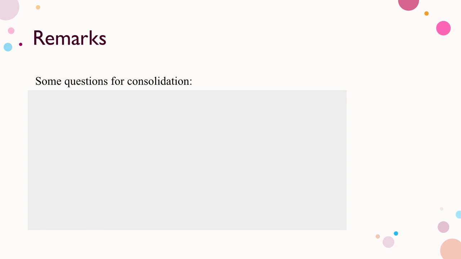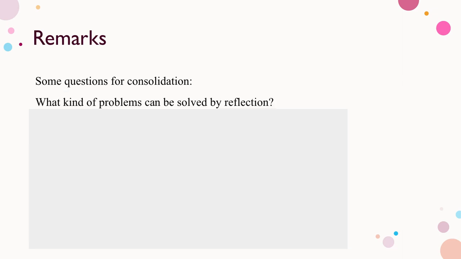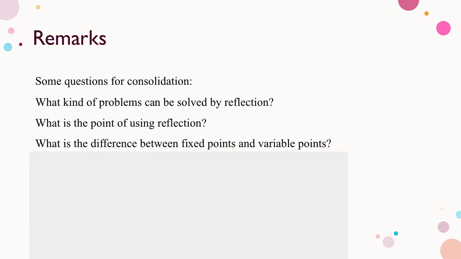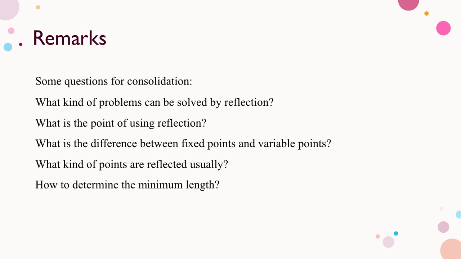We have done 6 problems on minimum lengths and solved by suitable reflections. To consolidate and master the technique well, it is good to study the problems more carefully. You may think about the following questions. What kind of problems can be solved by reflection? What is the point of using reflection? What is the difference between fixed points and the variable points? What kind of points are reflected usually? How to determine the minimum length?